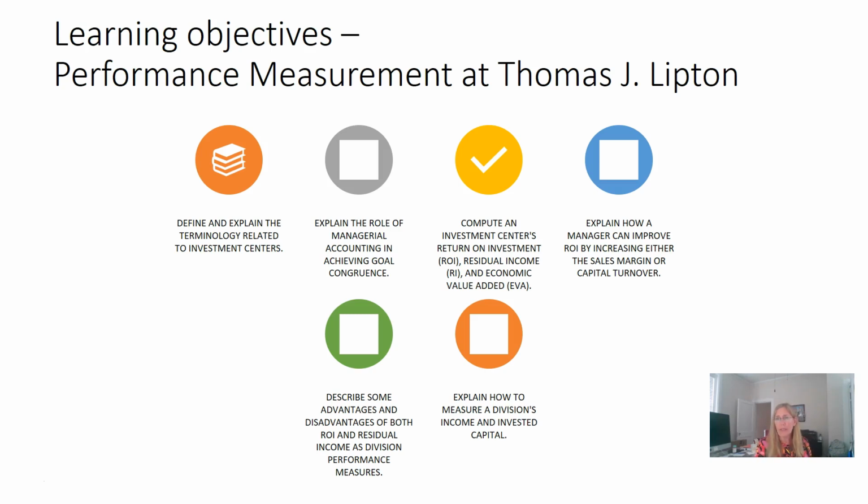So an organization can be set up in any way a parent chooses. And Lipton is set up as an investment center. So that's what you're getting at there in the first one. I already talked to you a little bit about the second one, goal congruence, where in this case we've got some problems. So I'm going to have you work on that. Then the third one, computing investment centers' return on investment statistics, residual income statistics, economic value added, all that stuff's packed into this case. So you'll learn how to do that.